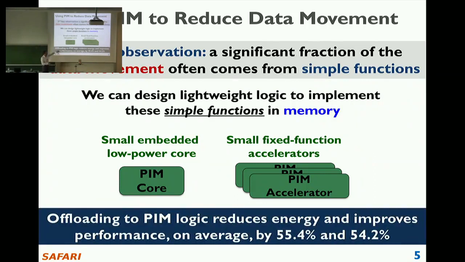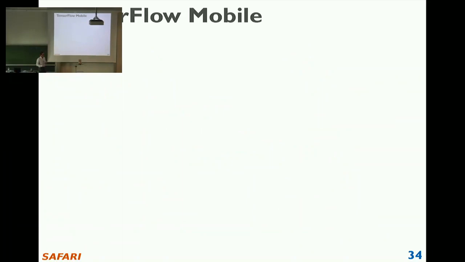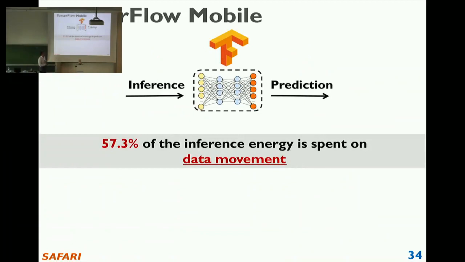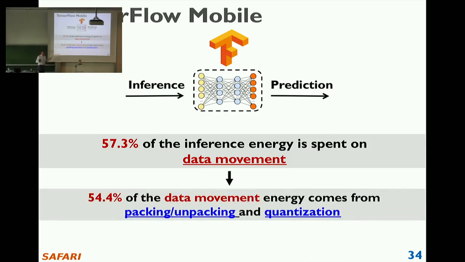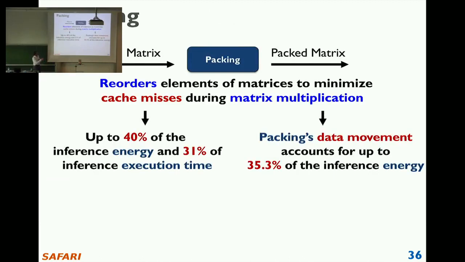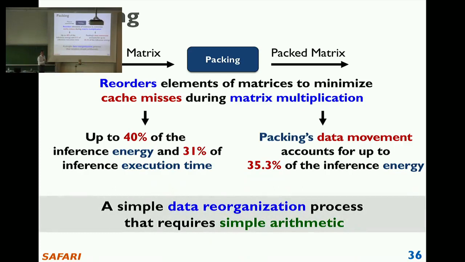Let me give you an example, and I'll pick the machine learning workload. Your phones do a lot of machine learning, for example. Your systems do a lot of machine learning. It turns out a significant fraction of the inference through the neural network is spent on data movement. And a significant fraction of that data movement comes from very simple functions: packing, unpacking, and quantization. So what are these? Very quickly, packing is a very simple function that reorders the elements of the matrices between the layers of the neural network so that you can operate on them efficiently. It's a very simple data organization that requires simple arithmetic.